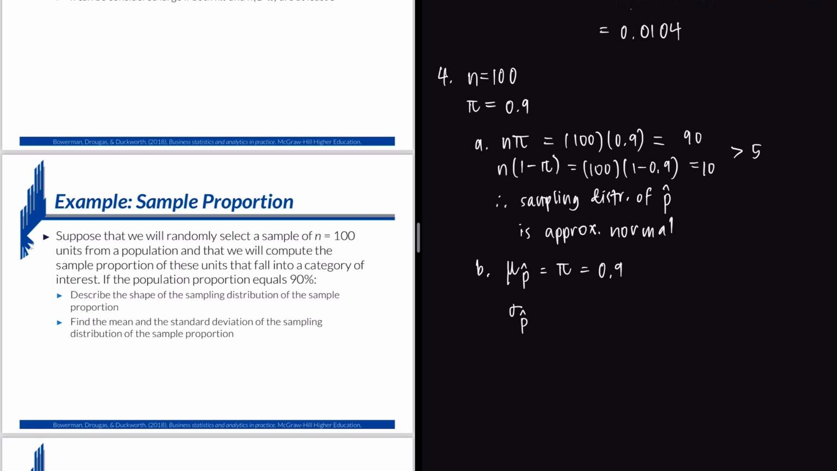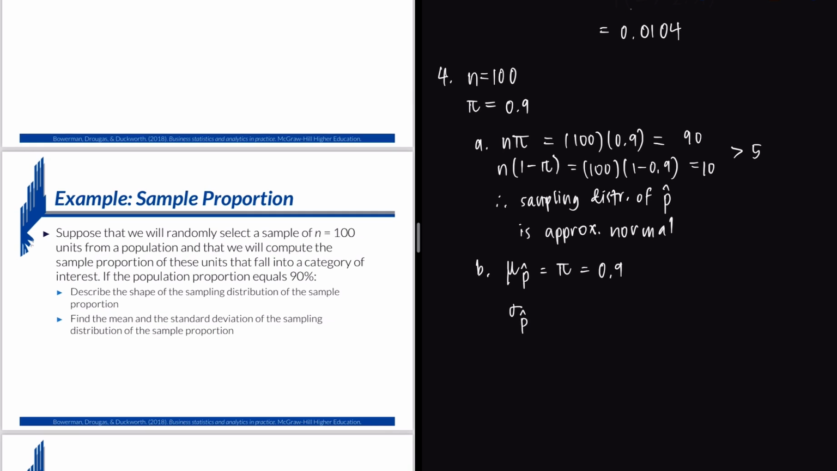In this case, capital N is unknown, and in most cases, when that is unknown, and also based on the context, capital N may be assumed to be a large number, and it would be safe to use the shorter version of the formula. So in this case, let's use that because we don't have a value for capital N. So the formula for sigma sub p hat is the square root of pi times 1 minus pi over small letter n.